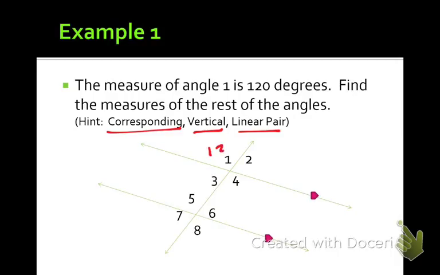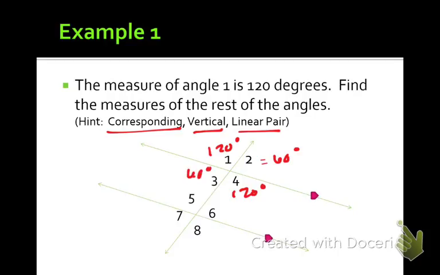Angle 1 is 120 degrees. Can you find the vertical angle to that? Hopefully, you say that angle 4 is vertical, because it is. Great. Now, can you find a linear pair to angle 1? Hopefully, you're saying angle 2 is a linear pair from what we talked about last chapter. So that's going to be 60 degrees. They have to add to 180. A vertical angle to angle 2 is angle 3, so that's going to be 60.